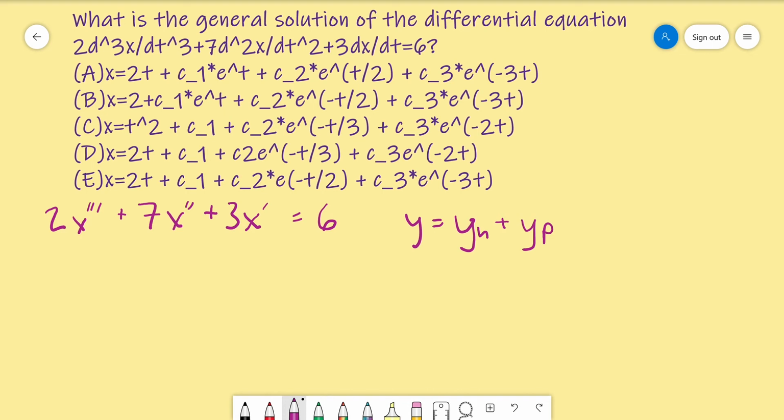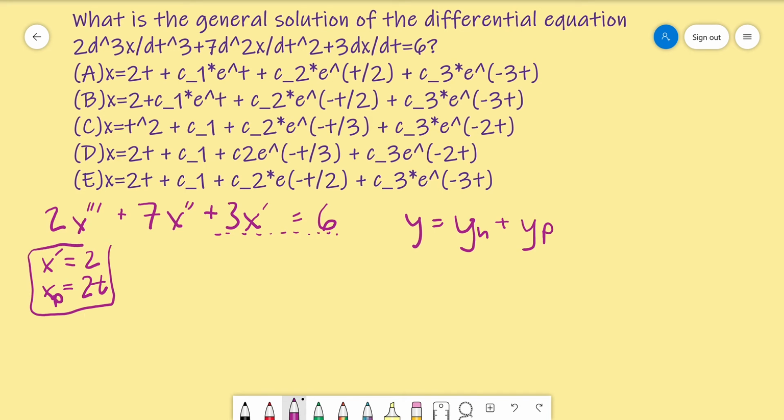The particular solution is pretty easy to find because if you think about it, if x is some function of t, not t squared, not t cubed, just t, then the second and third derivatives are just going to be 0. So we can just look at this part here and try to find a function x of t that satisfies 3 times the derivative of x equals 6. Well, you can write it out. That would mean that x prime is equal to 6 divided by 3, which is 2, which means that x is equal to 2t. So that's going to be our particular solution.